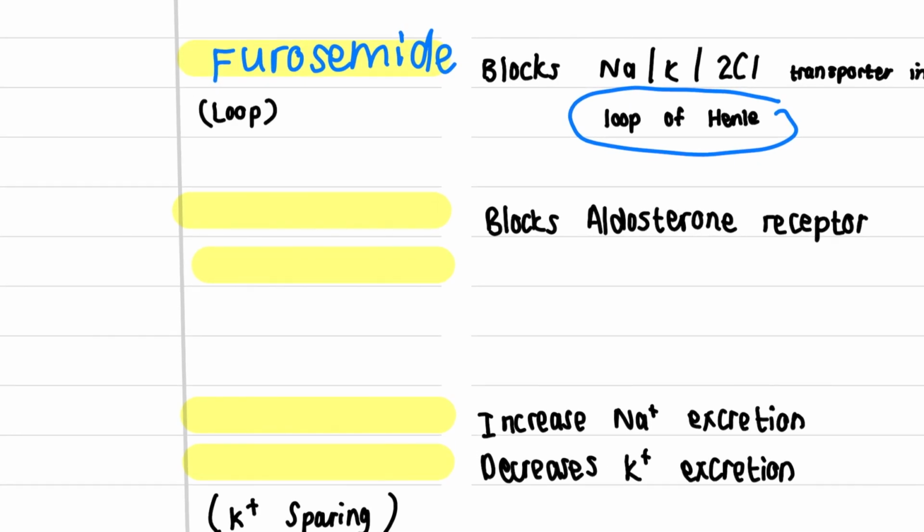Furosemide, common trade name is Lasix. Alright, then we have the aldosterone receptor blockers. Now this includes all of our potassium sparing drugs. Okay, now amiloride and triamterene go into this first one.